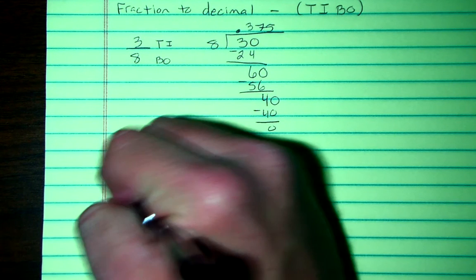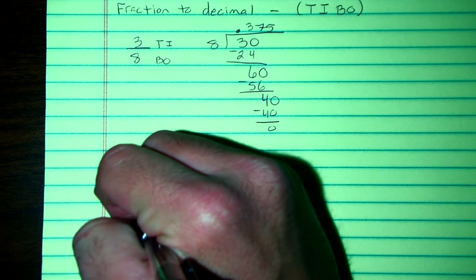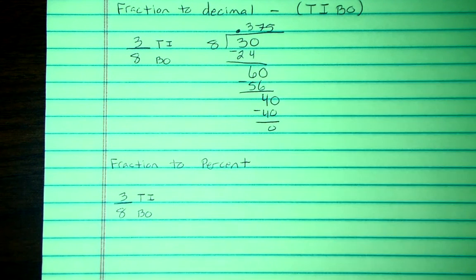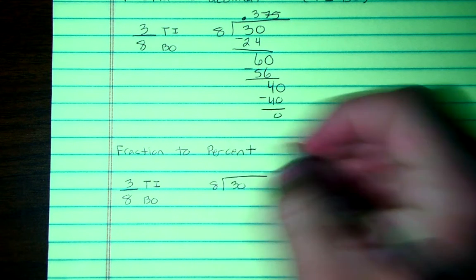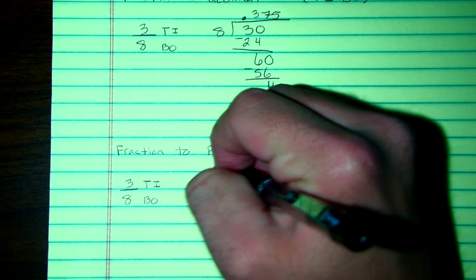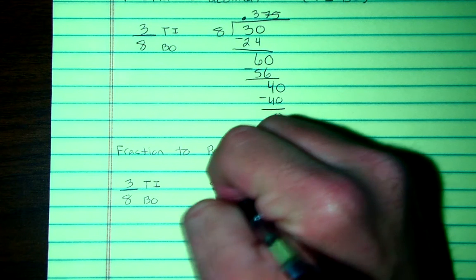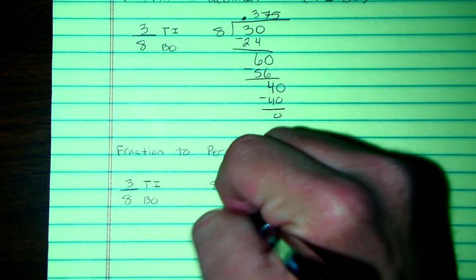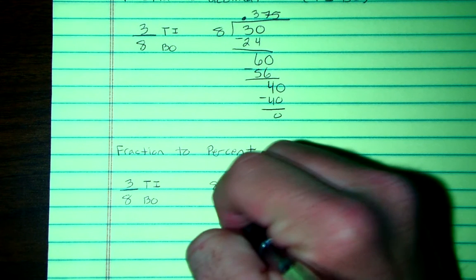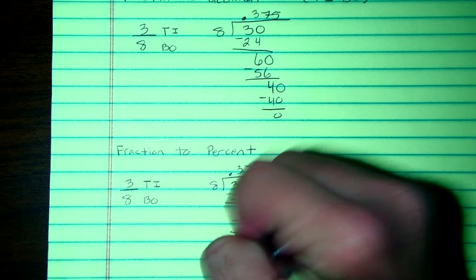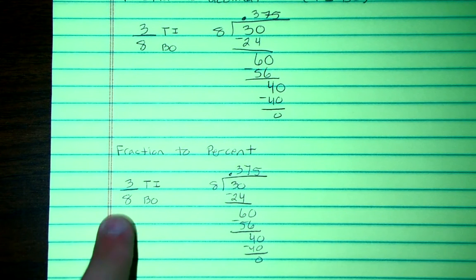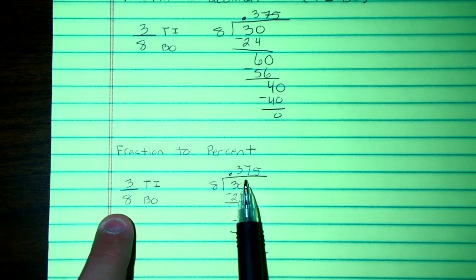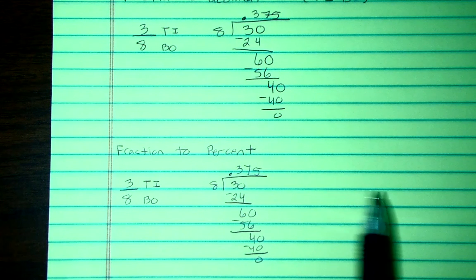So again, top in, bottom out. I'm just going to quickly show the work from above. So again, if your denominator cannot go into 100 evenly, you have to go from fraction to decimal. Now we have to go from the decimal to the percent.